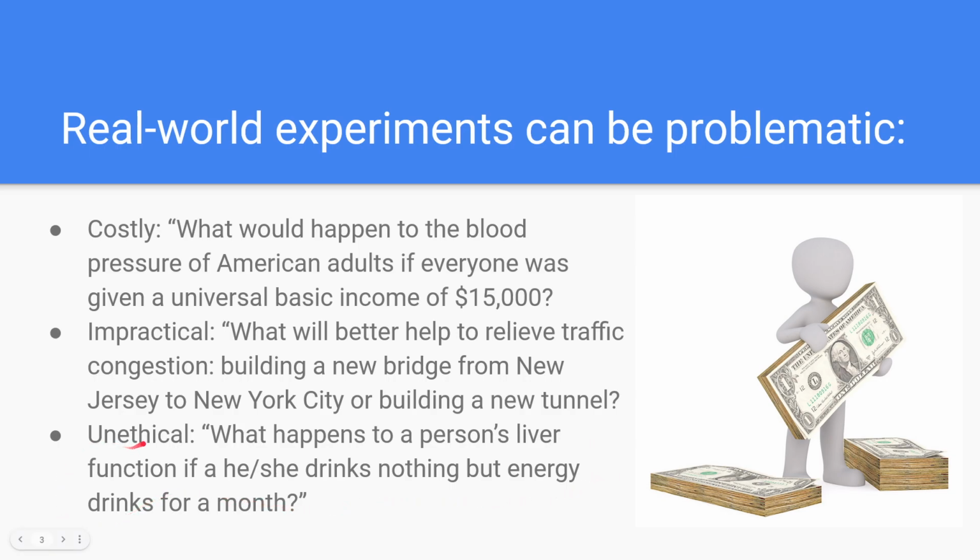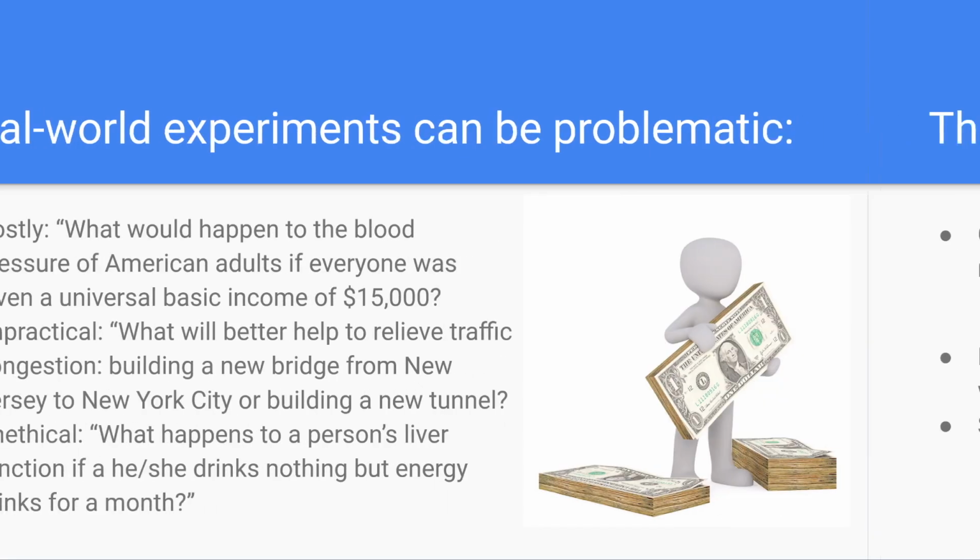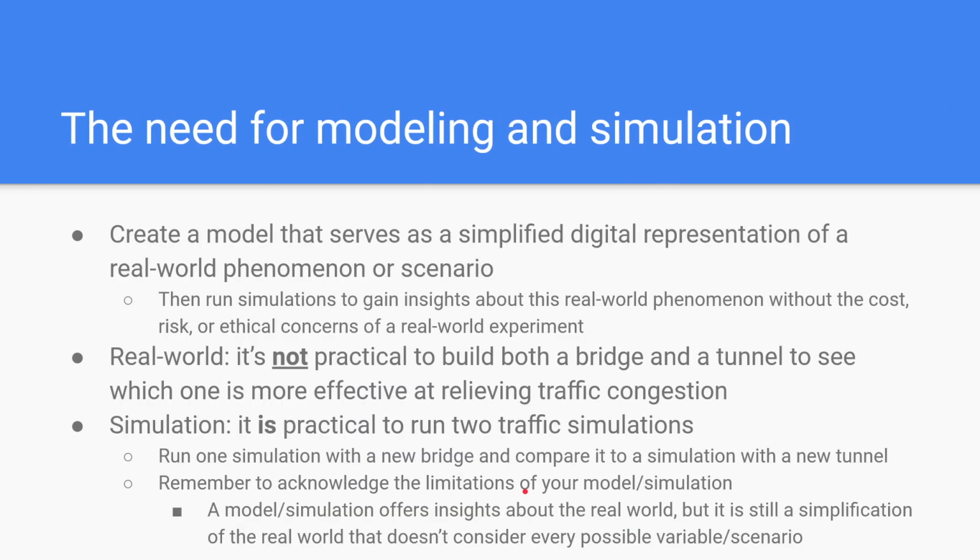Now, I don't know if you could really make a computer simulation. Well, you actually probably could. It would be more ethical to simulate what would happen to a person's liver function based on all of that sugar and caffeine than it would be to run that experiment in the real world. And that introduces the idea of modeling and simulation.